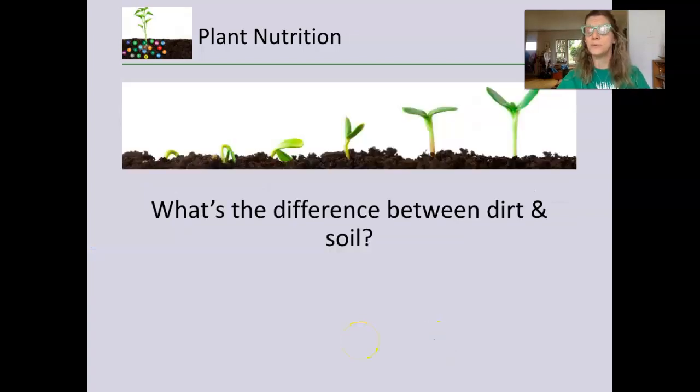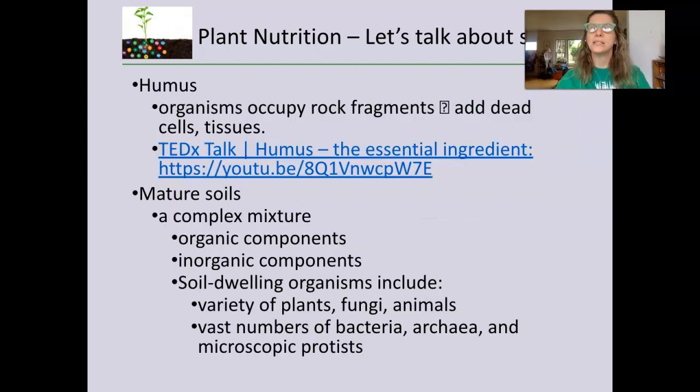So what's the difference between dirt and soil? Well, think about what might be the difference between dirt and soil. And people who study soil really hate it when people call it dirt, because dirt is going to be soil that doesn't have any organisms or nutrients in it. We hear the word humus, which is all those organisms that occupy those rock fragments, and they add stuff to the rock. And there's a very cool TED Talk that talks a little bit about why that's so important.